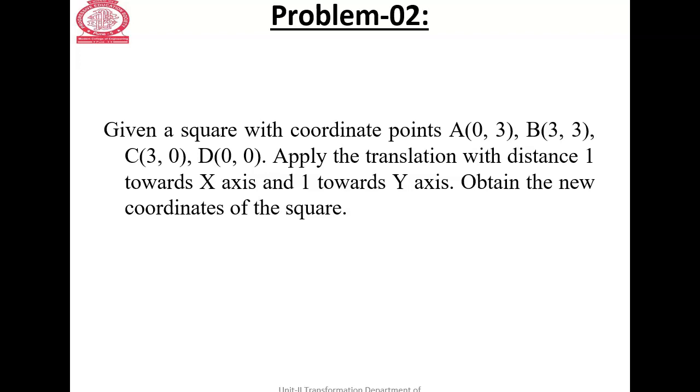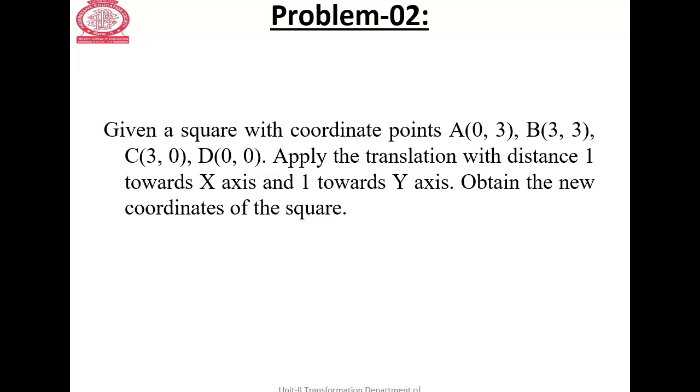Now, the second problem we can see for translation. A square is given with coordinates. As it is a square, it will have 4 vertices. So the 4 vertices will be named A, B, C, D. The coordinate points are A 0, 3, B 3, 3, C 3, 0, D 0, 0. Apply the translation with distance 1 towards x-axis and 1 towards y-axis. Obtain the new coordinates of the square.